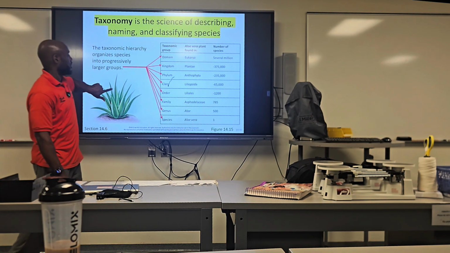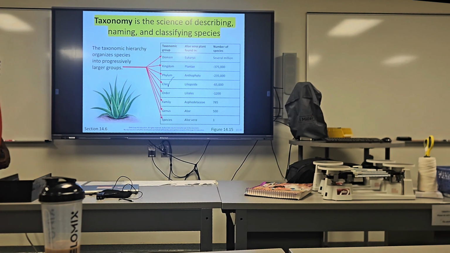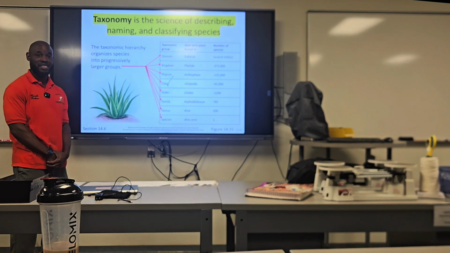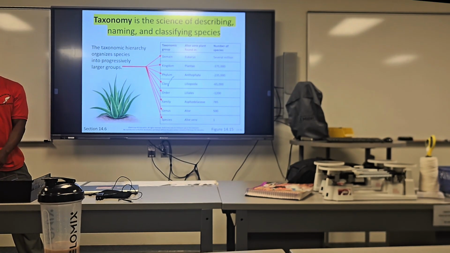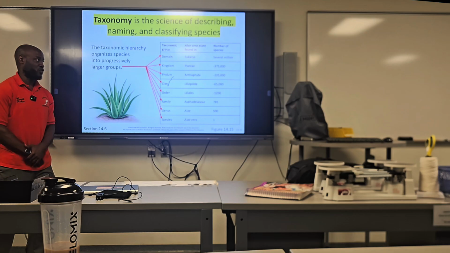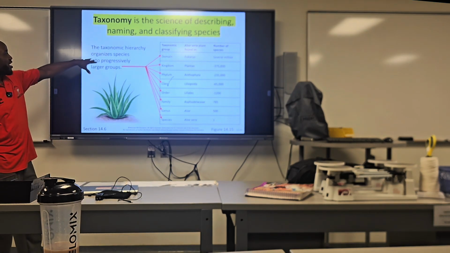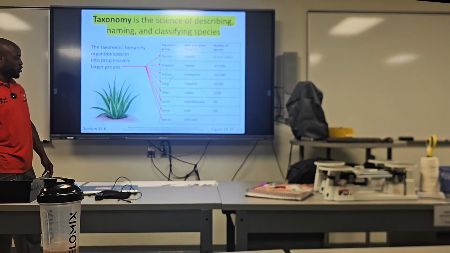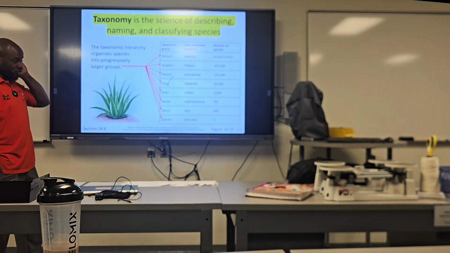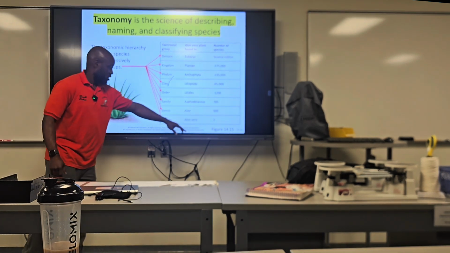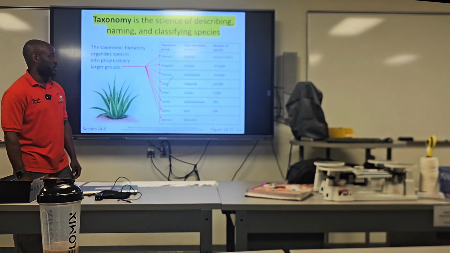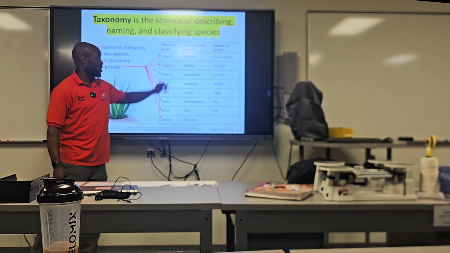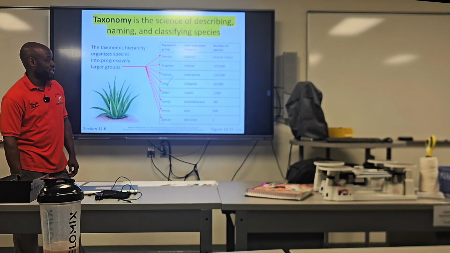All right, so taxonomy is the science of describing, naming, and classifying different species. The tiger, the lion, the starfish, all the different species. The taxonomic hierarchy organizes species into progressively larger groups. So we start off with the species, then we go to the genus, the family, the order, the class, the phylum, the kingdom, and eventually the domain. Eukarya is the domain that we are in.